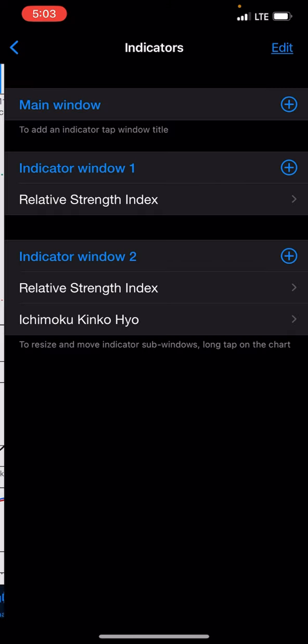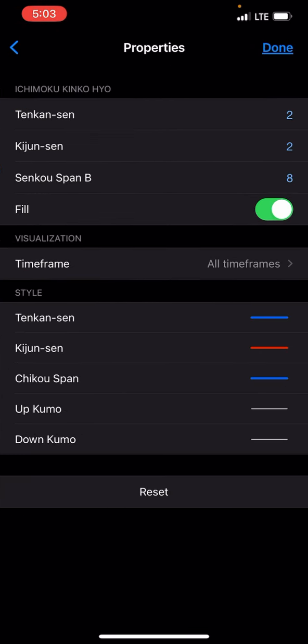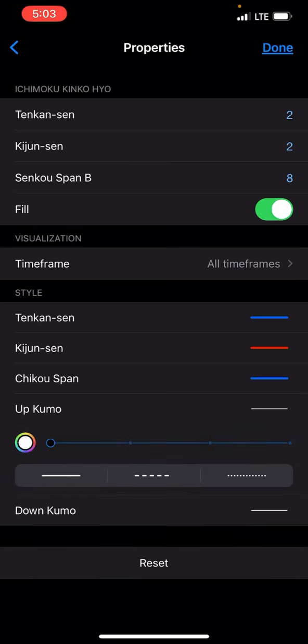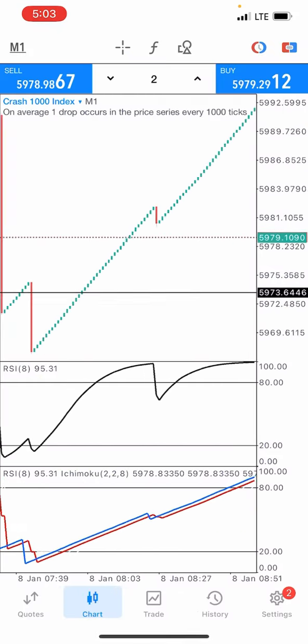You go back again to add the last indicator, which is Ichimoku. On the indicator window 2, you add Ichimoku. Tenkan Sen, Kijun Sen and Senkou Span B are all 8. Then you fill in the colors: Tenkan Sen blue, Kijun Sen red, Chikou Span blue. Then the upper Kumo and lower Kumo will be white if you're using a white background, but if you're using black, then it should be black so it won't be seen on the charts. You click on done. So that's simple, guys.